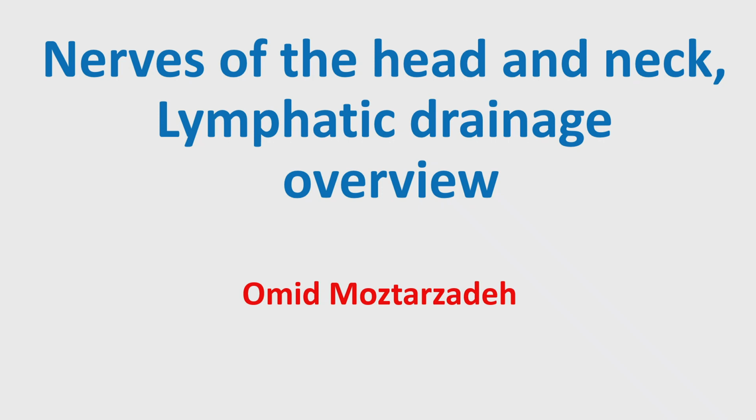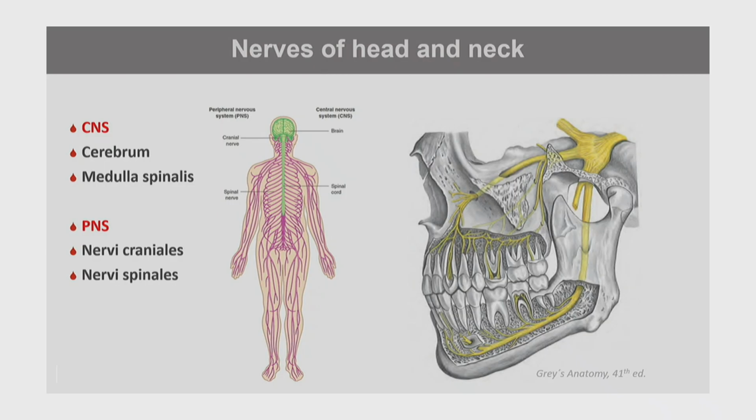So good morning again. We are going today to discuss the nerves of the head and neck, the basic information, and something about the lymphatic drainage in the region of the head and neck. About the nerves, generally the nervous system is divided into two main groups.